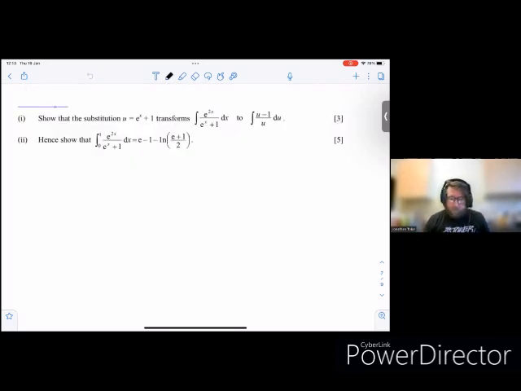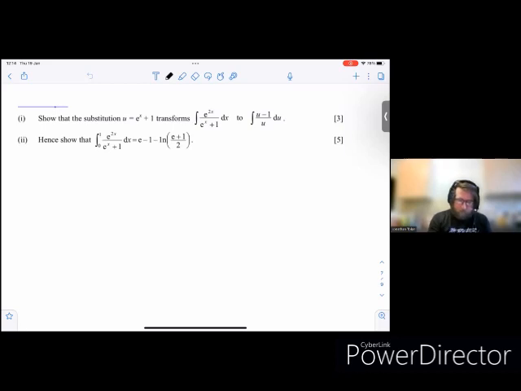Okay, next question. Very similar to the previous one, we're first going to do the substitution to transform it, and then actually work out the value. So again, please pause and have a go at this.